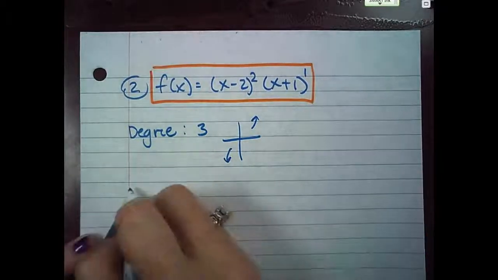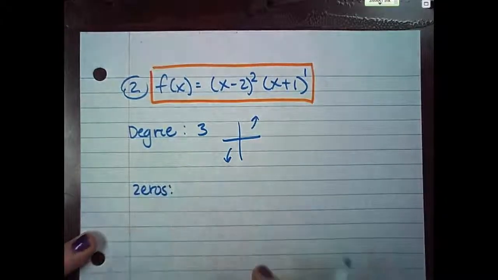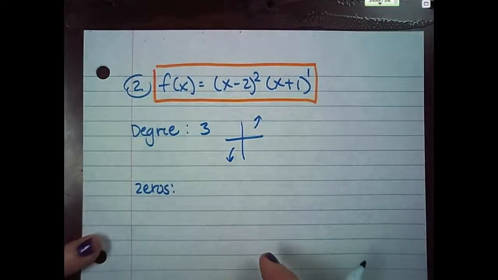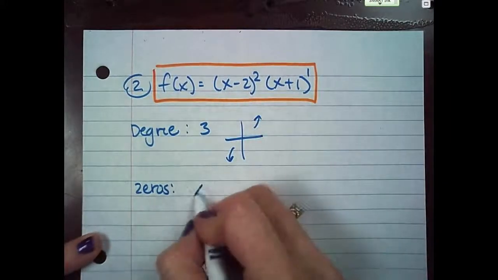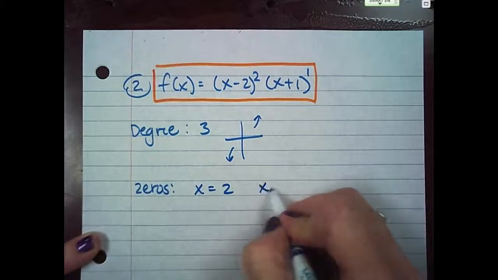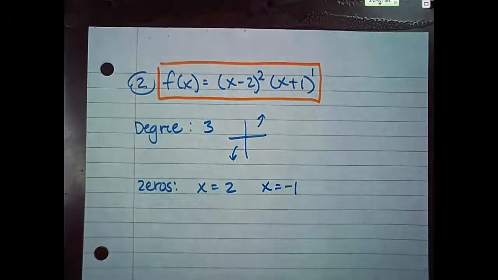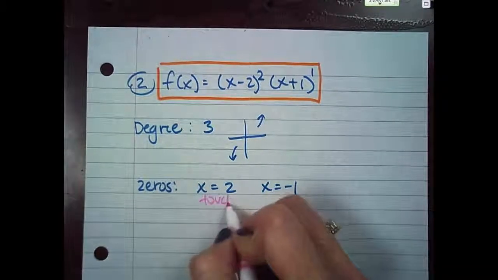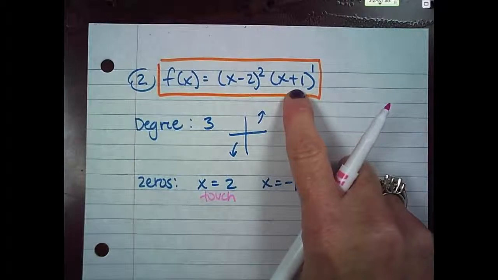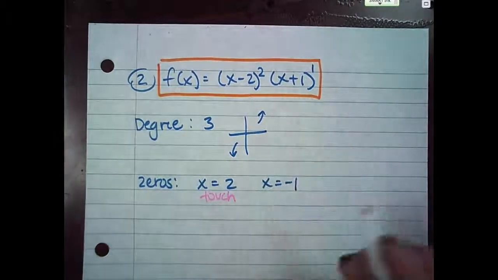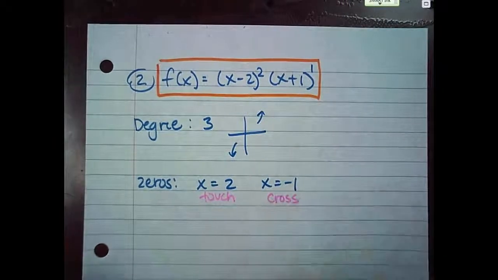Now then, let's talk about the zeros for a second. What are my zeros? Look here, x equals what? 2 and x equals negative 1. And underneath it, I'm going to write what happens there. This is a square, so I touch and turn, right? And this is a power of 1, so I just cross through. Which will get me started with my graph.